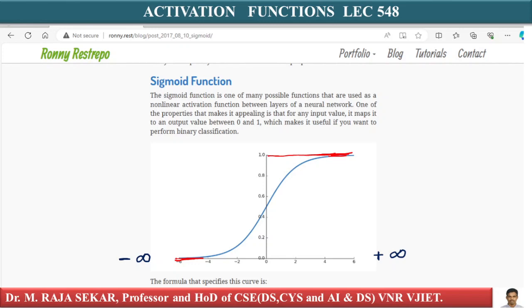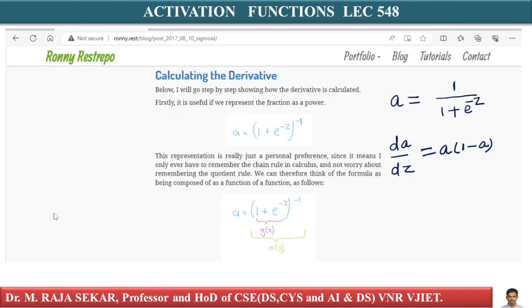We saw this plot in a lot of detail in logistic regression. We discussed this works as a squashing function. So this is what sigmoid looks like, and there is a nice detailed explanation of how to compute the derivative of the sigmoid function in this blog. Of course, this is not that visible. I request all of you to refer to this blog.